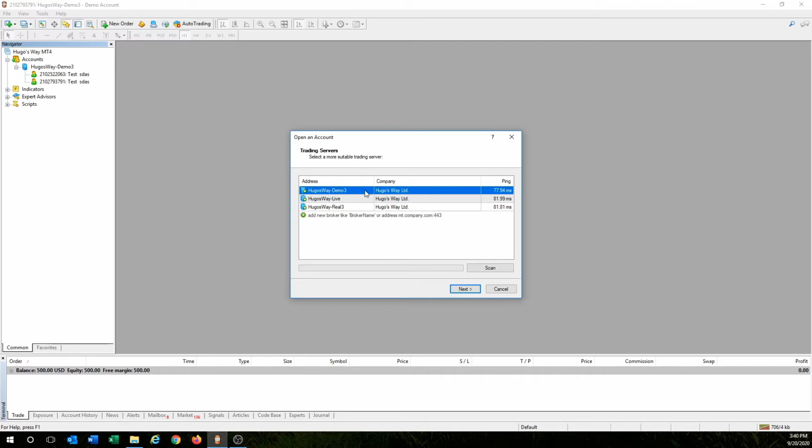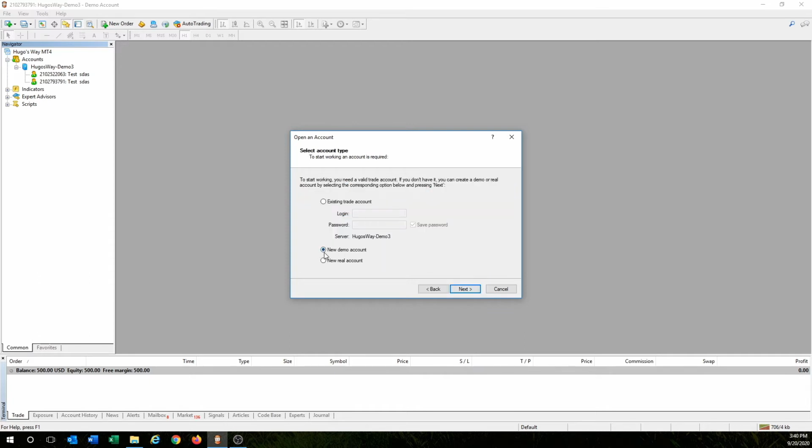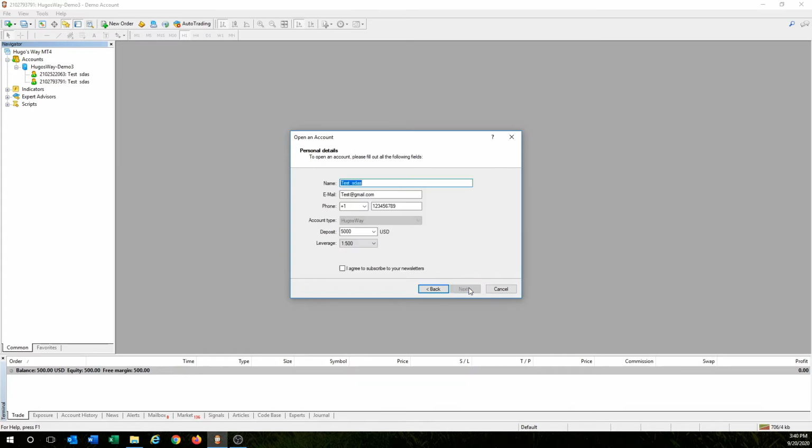So you just click on Hugo's Way Demo 3. Then if you click on Next, you'll see it says create a new demo account. Hit Next. And then here you can enter whatever information you want. It's only a demo account, so this information doesn't have to be real. When you're trading a live account, the information absolutely has to be real. But this is just a demo account.